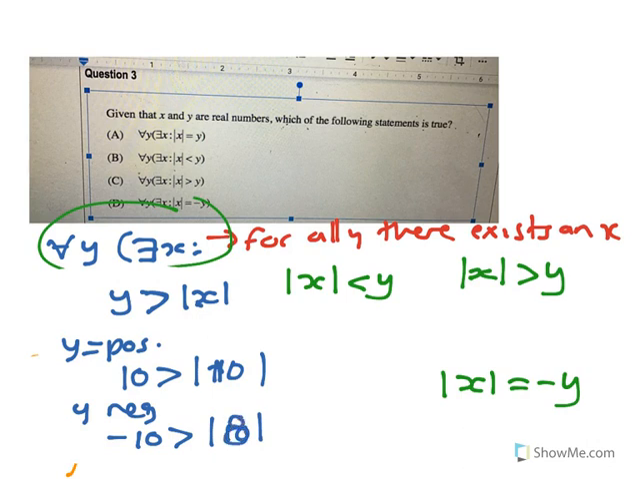It wouldn't matter if you put 8 in, even if you put 2 in. 2 is less than 10, but not less than minus 10. So it's not A, and it's not B.